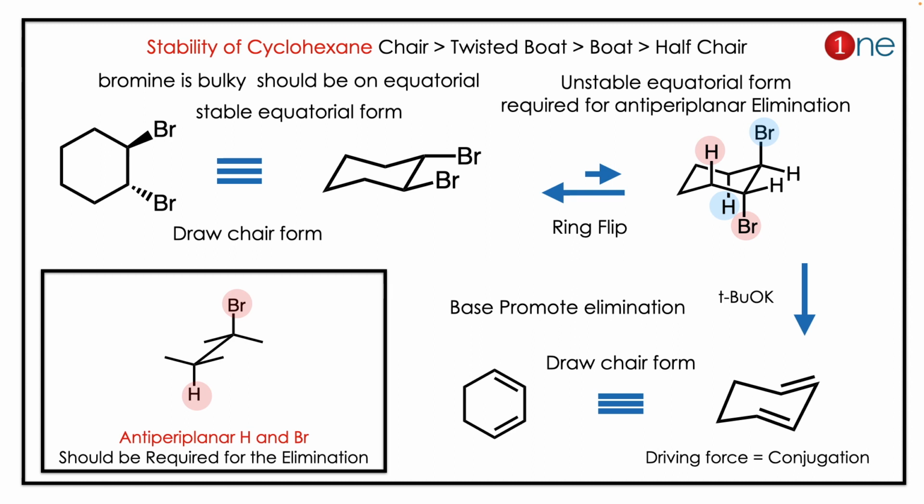Here you have a cyclohexane system. It can be better understood by the cyclohexane chair form. So we draw the chair form, which is the more stable form. So the chair form is there. You have two bromines, but you are using the base.